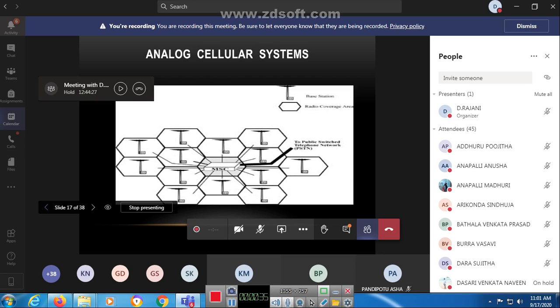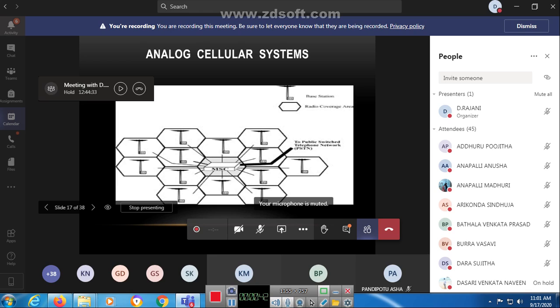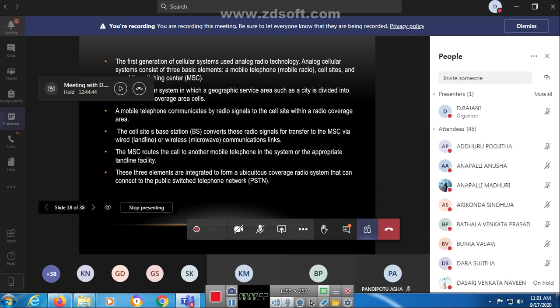So up to this I covered in the last classes hexagonal shaped cells. Now I am going to explain about analog cellular systems. Basically in the cellular mobile system, in the first generation we have the analog radio technology. In that analog radio technology, we have the analog cellular system.